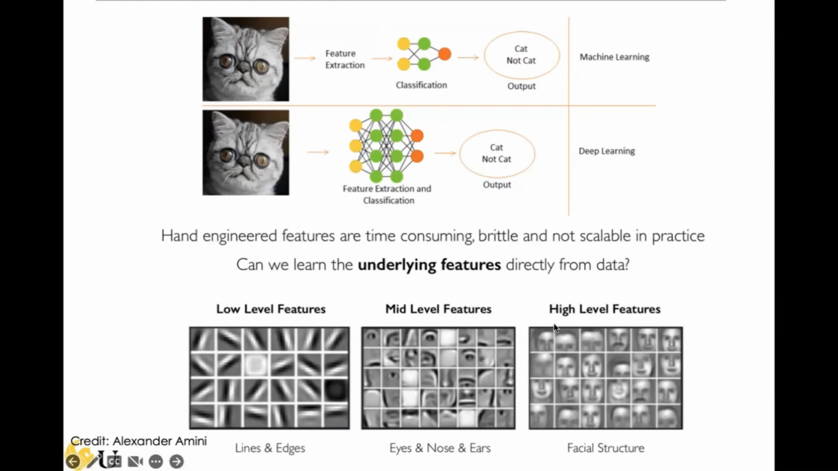Here are some examples of what deep learning is able to learn from raw data. This is the data-driven approach. We learn these kinds of features from the data. These are some examples of what the deep neural network can learn from the data: low-level features, middle-level features, and high-level features. We'll talk more on this in the later slides. Okay.